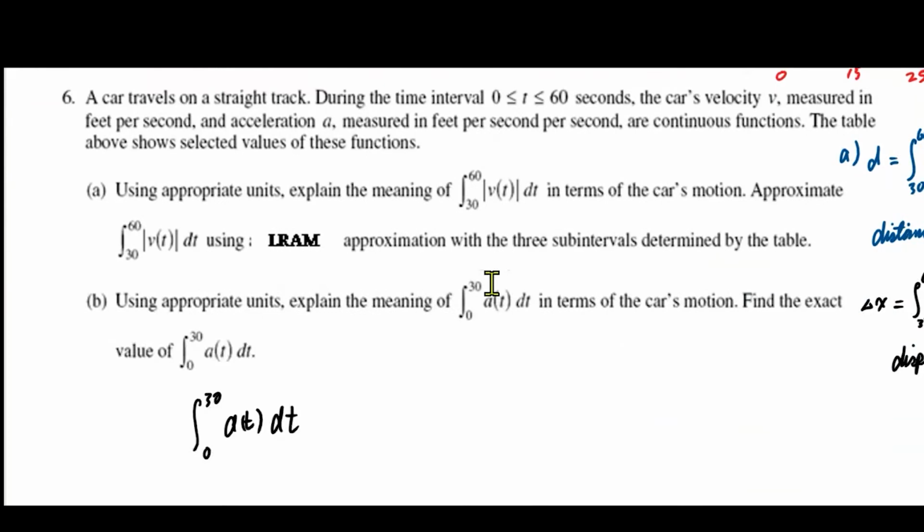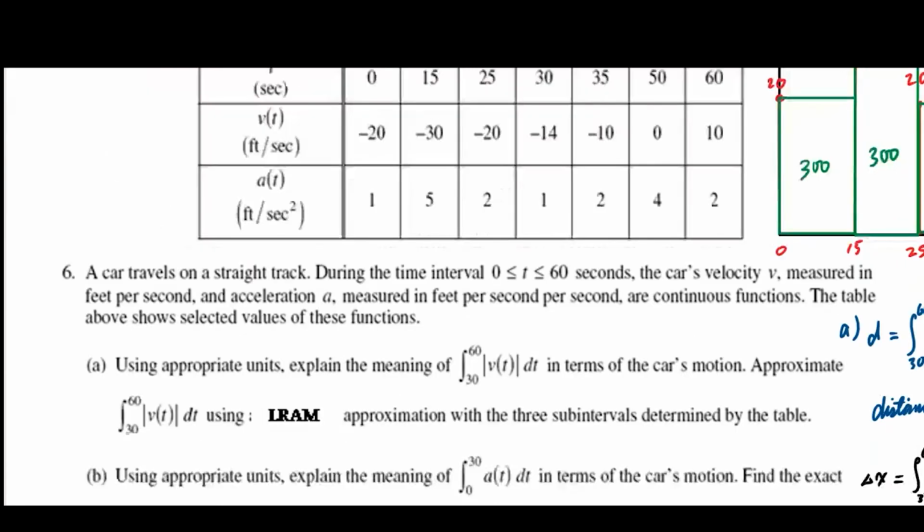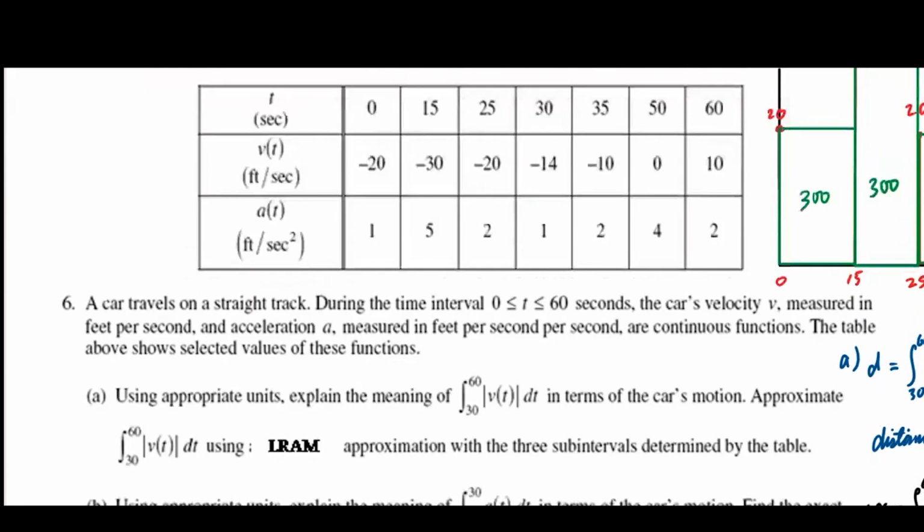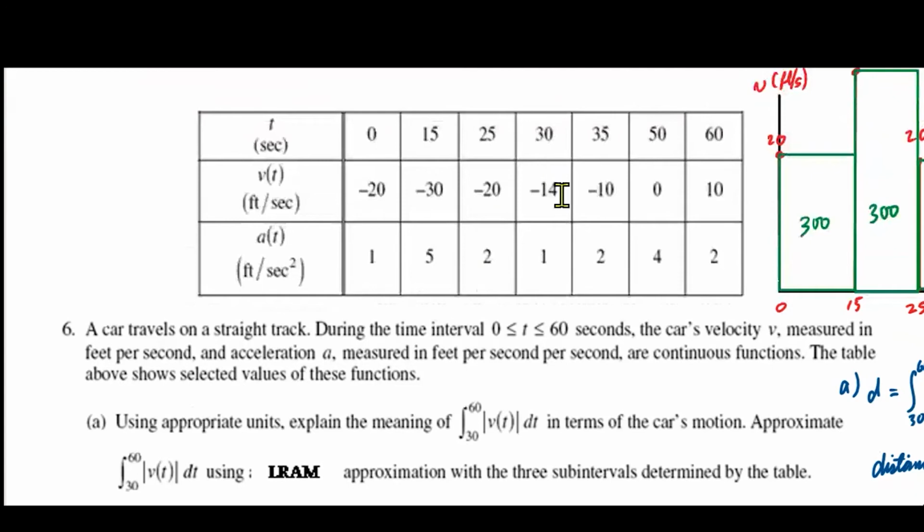Let's think like this. Remember the antiderivative trick I taught you yesterday? What's the antiderivative of A? It's V, from 0 to 30, right? But what is this thing? This is V at 30 minus V at 0, isn't it? And we have those values given to us. V at 30 is negative 14 minus negative 20. You get it?